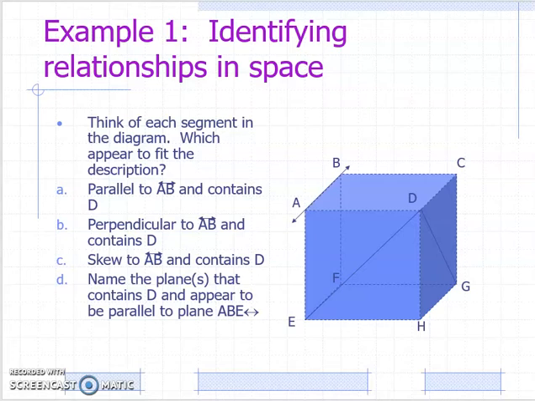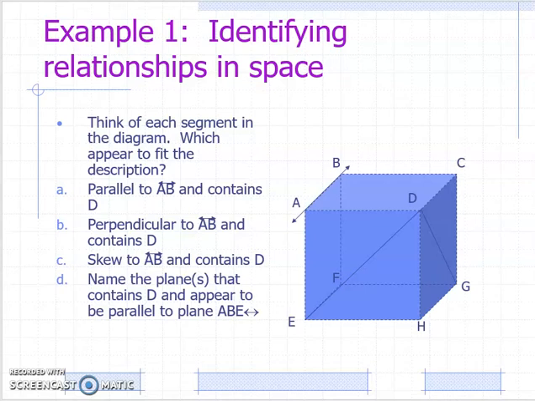And then letter D, name the plane or planes that contain the point D that appear to be parallel to the plane ABE. All right, so ABE is that leftmost plane. They've chosen to name the plane with 3 non-collinear points. I would have said 4. If I were naming it, I would have said plane ABFE. But remember, you can name a plane with any 3 points as long as they are not on the same line. So they've chosen to name it ABE.